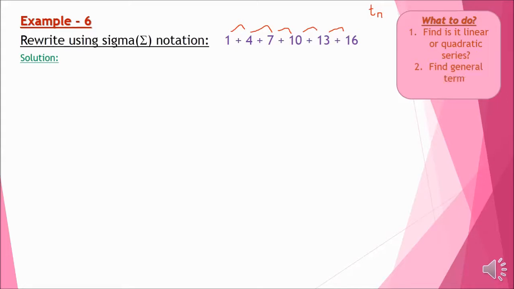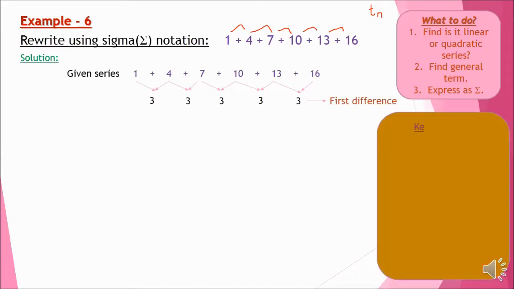We have practiced a lot of questions previously on examples expressed in summation sign. So let's see. Our given series is 1, 4, 7, 10, 13 and 16. It is a finite series. Now the gap is 3. We can easily see the gap is 3. If we subtract the second and first, that is 3. Our first difference is equal.